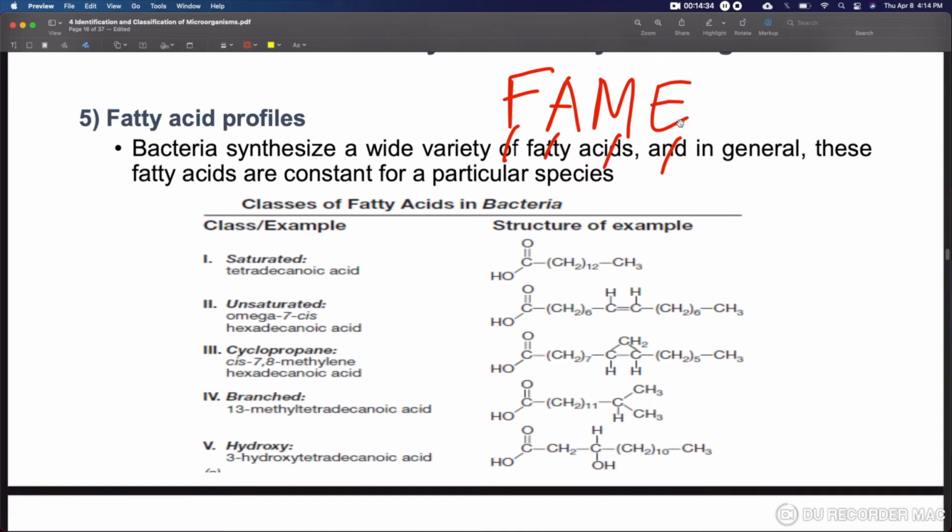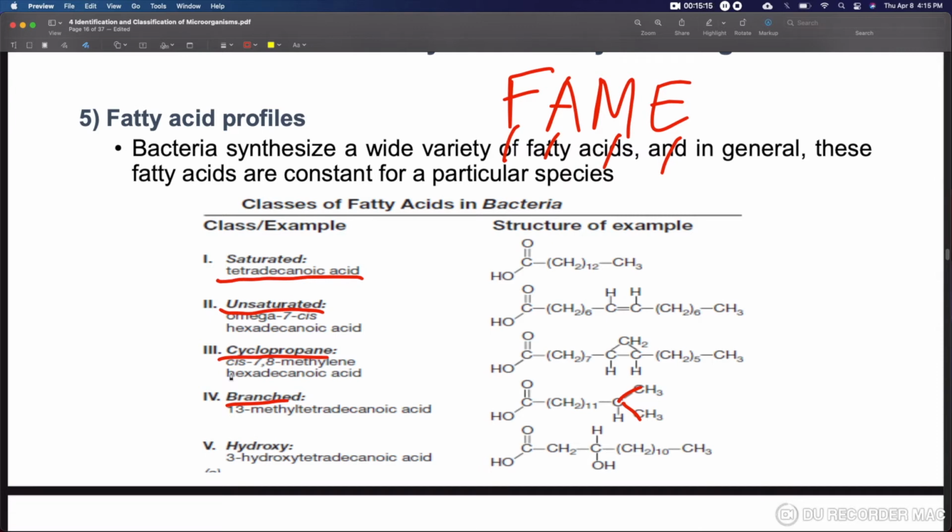So different bacteria have different amounts, different profiles of fatty acids. Some bacteria will have saturated tetradecanoic fatty acids in their membranes. Some have more unsaturated fatty acids. Some have cyclopropane. Some have branched fatty acids. Some have, and so on and so forth. Okay? There are different classes or fatty acid types in the walls, in the cell membrane of your bacteria.